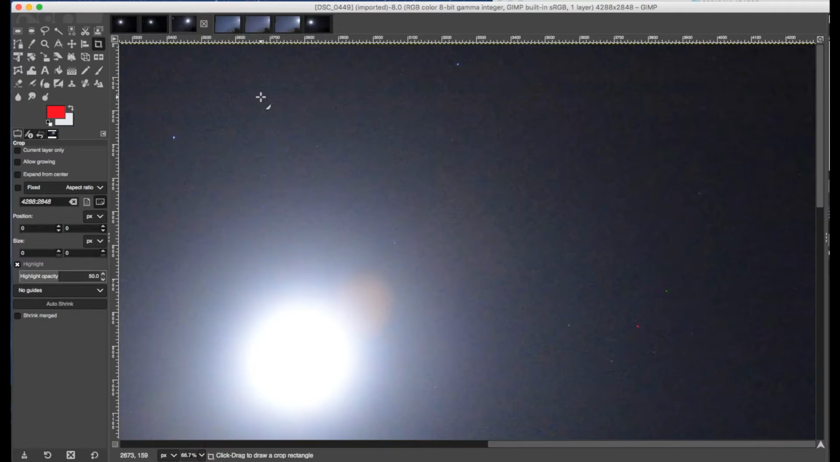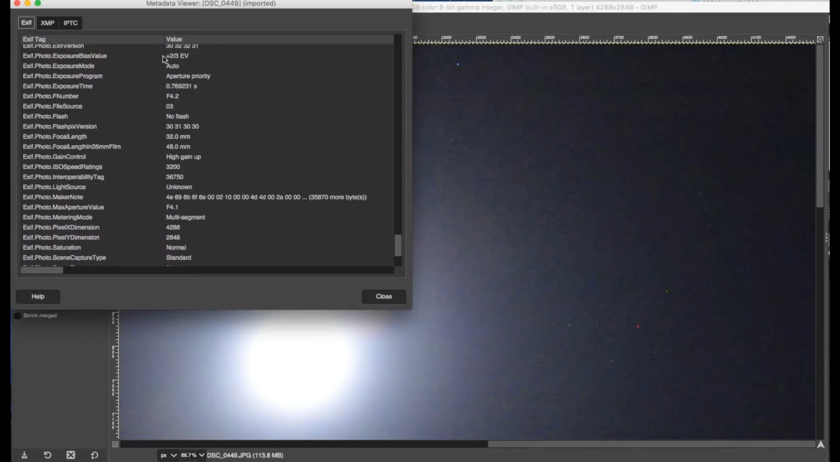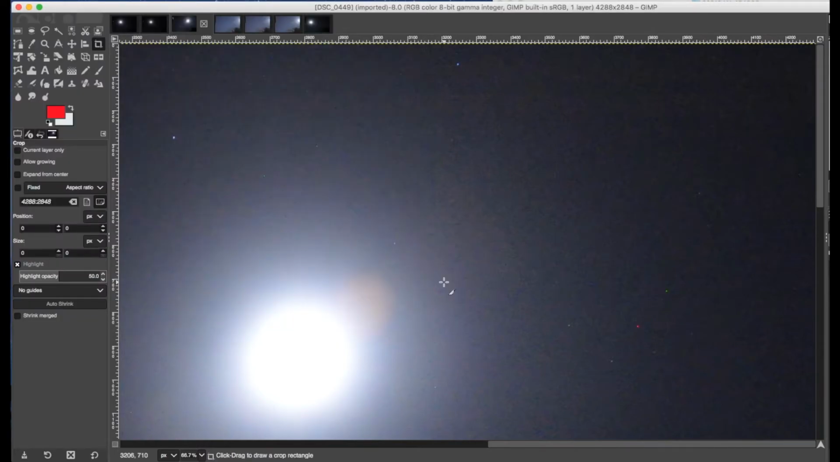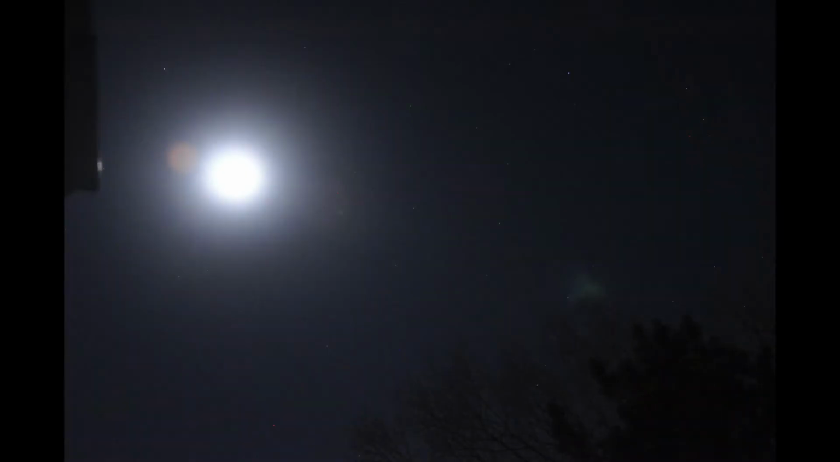I took a frame every 10 seconds, and in order to see some of the stars, I kept the exposure bias a little bit on the positive side, not quite as much as when I took pictures of the northern celestial pole. So here are the settings. Exposure bias plus 2/3. F-stop was 4.2 and the ISO speed rating was 3200. So here is 2.5 hours of time lapse.